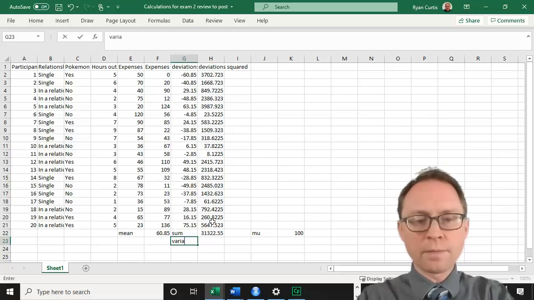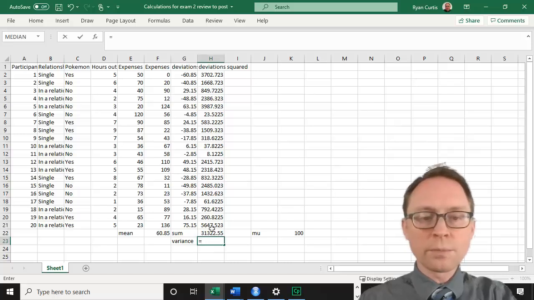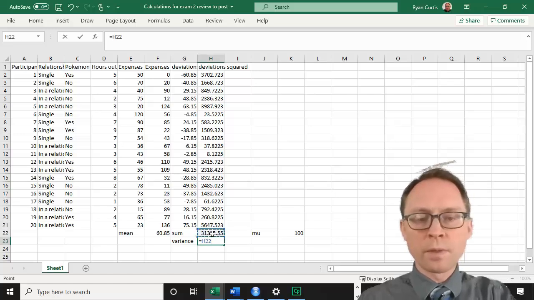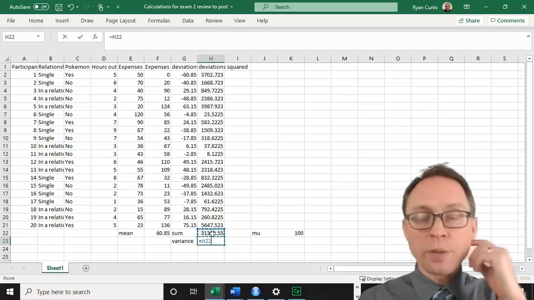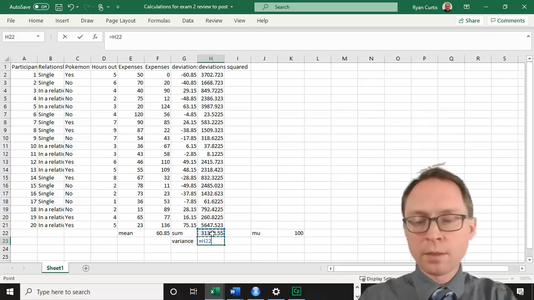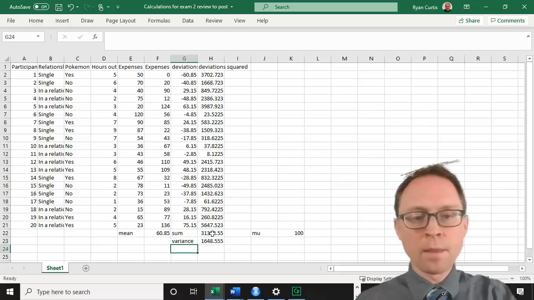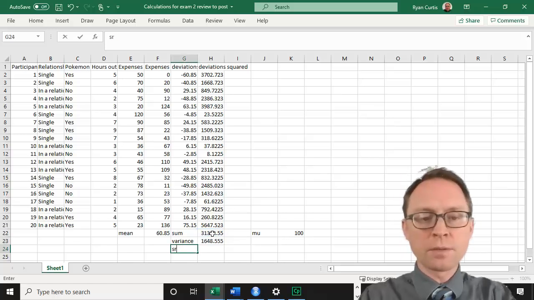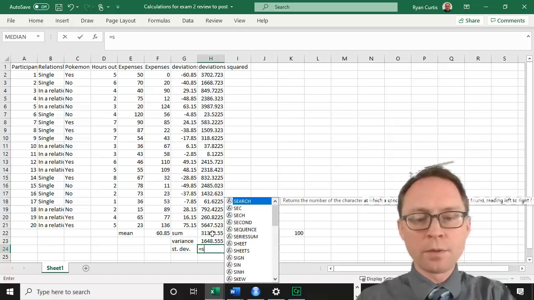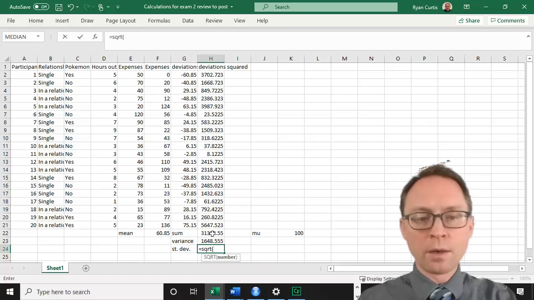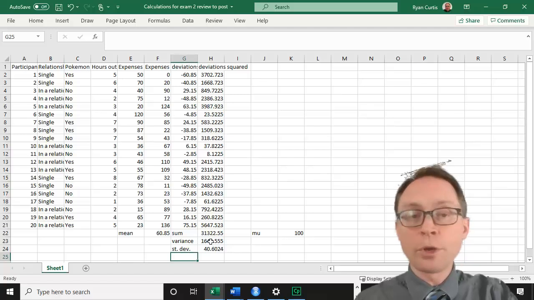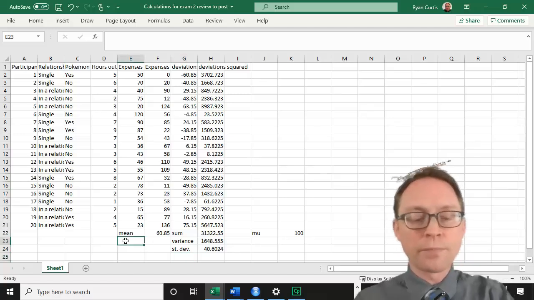The variance is going to be the sum of squares divided by n minus 1. And there's 20 people here, so 20 people is our n. So divided by 19. And then standard deviation is going to be the square root of the variance. All right? If you don't want to go through that whole process, there's an easier way to do it.